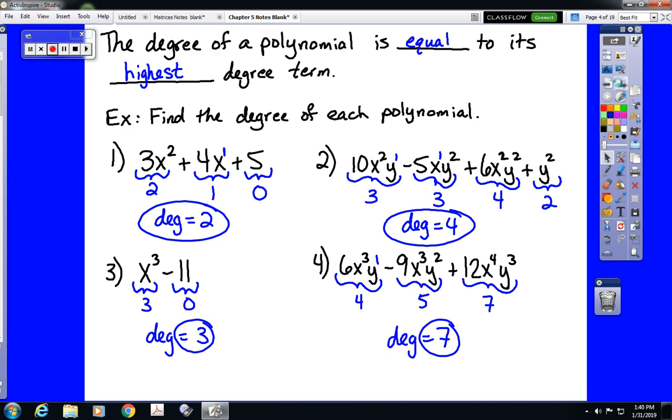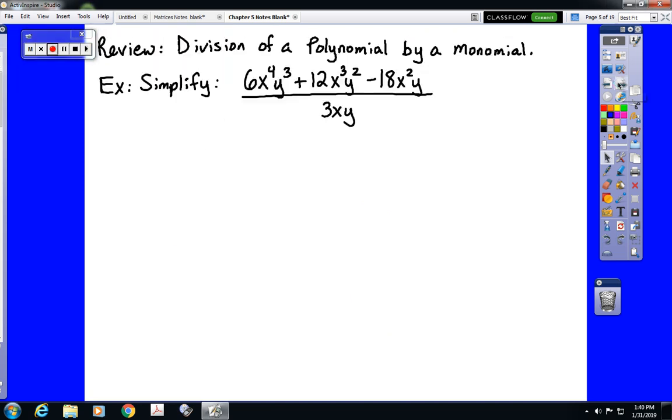This is the second video in the series. It is going to review an Algebra 1 skill, dividing by monomials. So here we have a polynomial, 6x to the fourth y cubed plus 12x cubed y squared minus 18x squared y. And we want to divide that by the monomial 3xy.